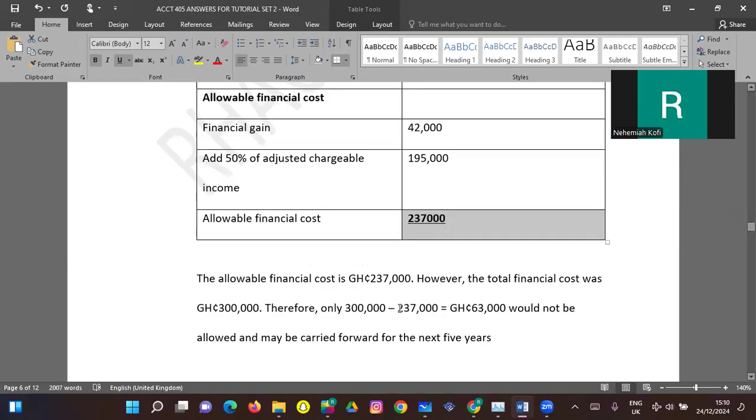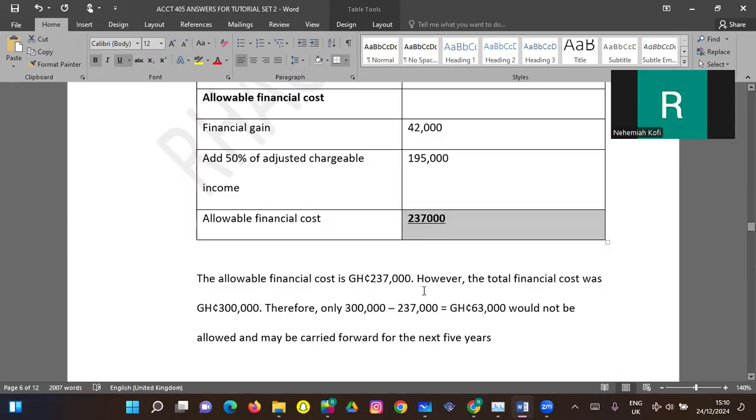So the remainder will be carried over for the next 5 years. So if you are able to recover everything in the next year, fine, you are done. But if you recover parts, let's see, you check adjusted chargeable income again, and then you add your finance gain and finance cost, and it is still more than the 63,000, which is the difference between the 300,000 and 237,000. Then that difference again will be carried on to the next year again.